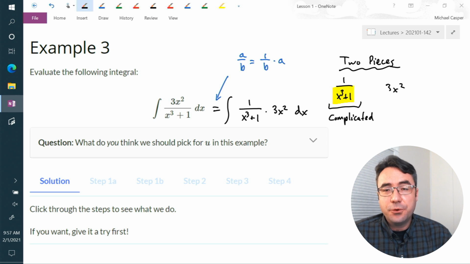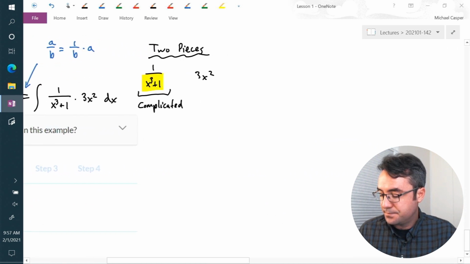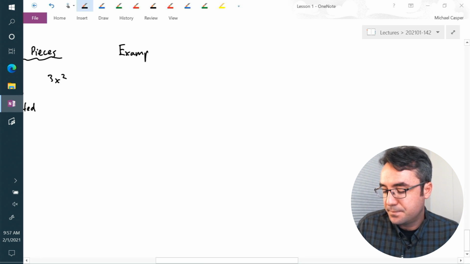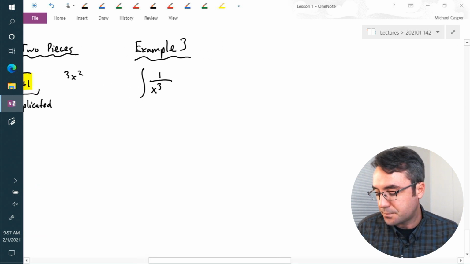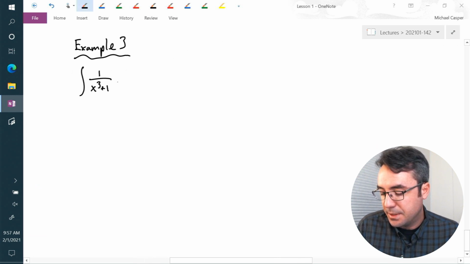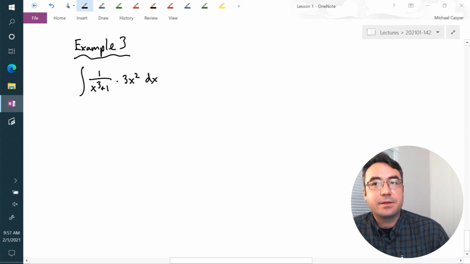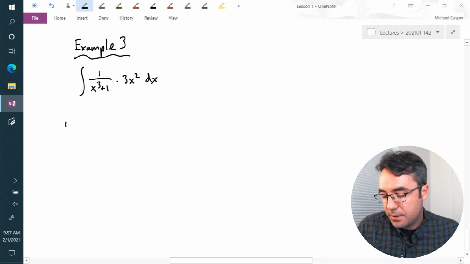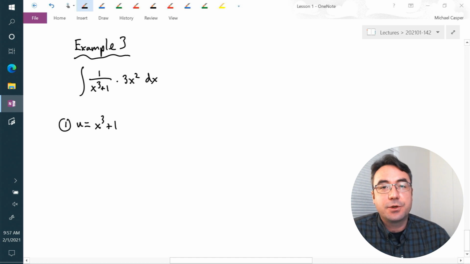So we've chosen u, and let's write up our solution. We're doing the integral of 1 over x cubed plus 1 times 3x squared. You don't necessarily have to rewrite it like that, but I personally find that helps. And we're going to choose u now, and we said we're going to let u equal the complicated term that was in the denominator, so x cubed plus 1.